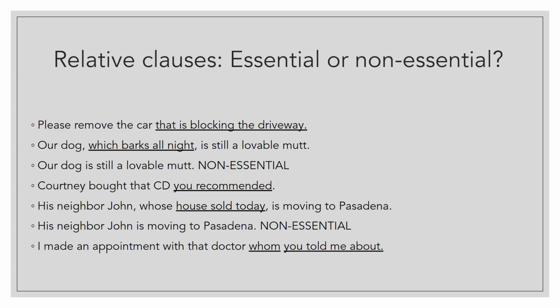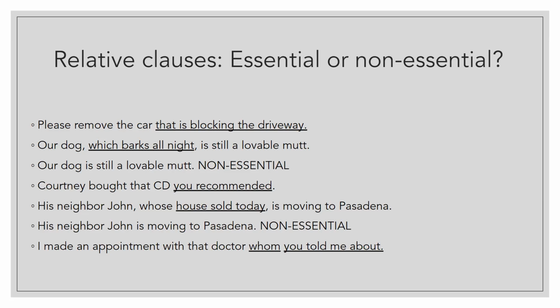Okay. Now I made an appointment with that doctor. There's no comma here because this is not extra information. This is essential information. I need this relative clause to identify the doctor you're talking about. Okay, so non-essential clauses, we put commas around them to mark for the reader to know, hey, this is just extra information, right? It's not necessary. I'm just throwing in a little extra information.